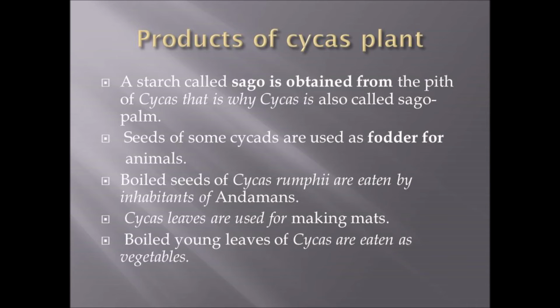Next, seeds of some cycads are used as fodder for animals. Fodder means for feeding the animals. The seeds of cycads are used, and boiled seeds of Cycas rumphii were eaten by the inhabitants of the Andamans. So the people of the Andamans use the Cycas rumphii seeds for eating. Next, cycas leaves are used for making mats, and the boiled young leaves of cycas are eaten as a vegetable. So these are the products of the cycas plant.